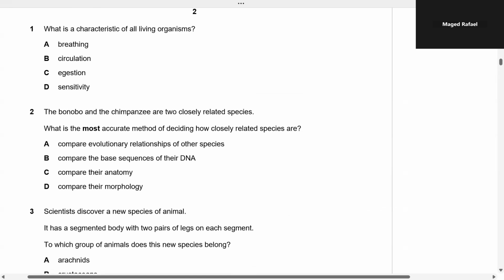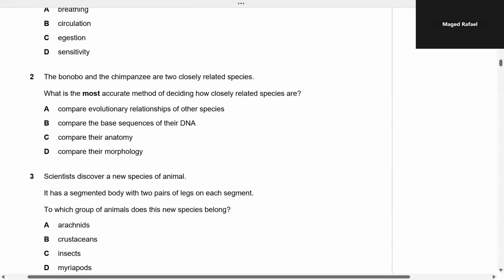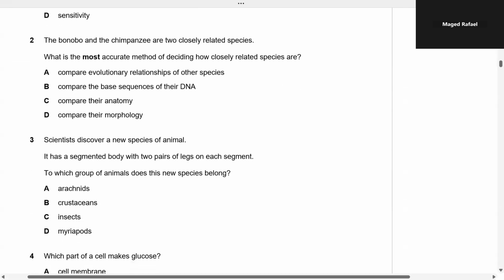Answering the questions. What is a characteristic of all living organisms? Definitely all living organisms share sensitivity, because breathing, circulation, and digestion are highly specific to some living organisms. So the answer is D. The second question, he's asking the most accurate method of deciding how two living organisms are closely related, and the answer is B. The most accurate method is the comparison of the protein or the base sequence of DNA, so the answer is B.